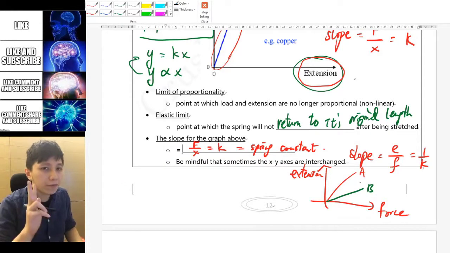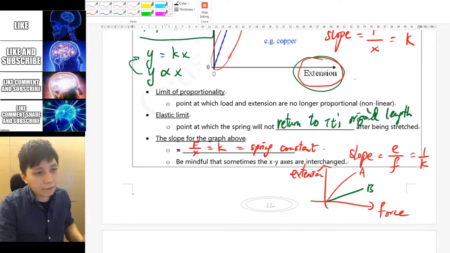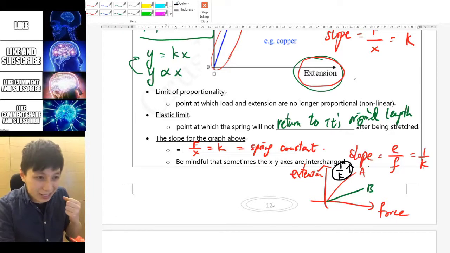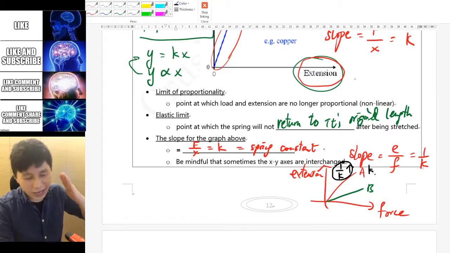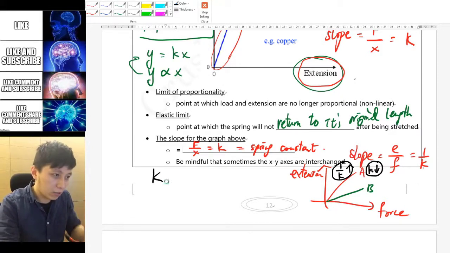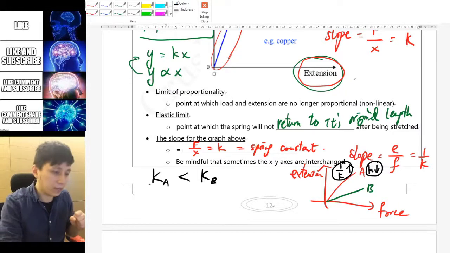Alright, so there are two ways of deriving the answer by yourself. The first one is to look at their slope. I guess you all know that the slope of A is going to be steeper, and that means 1 over k value is greater. If 1 over k's value is greater, that means k of spring A is going to be smaller instead. Right, this is just a mathematical relationship. So k subscript A is going to be smaller, or I can write this, okay, which I think is a better representation.